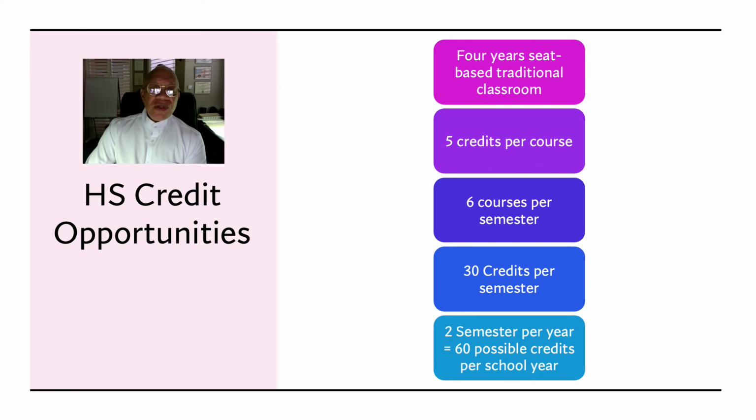So 4 years of a seat-based traditional school, you get 5 credits normally per course, which is for a semester. This is in California. You're taking 6 courses per semester. That means you can earn 30 credits per semester. 6 times 5, let's do the math. And then you have 2 semesters for the year, which means you can earn 60 credits per school year.